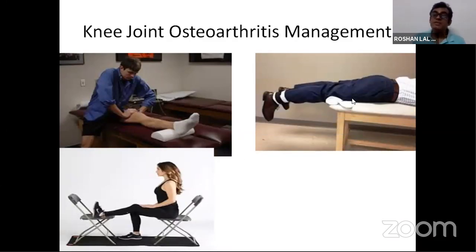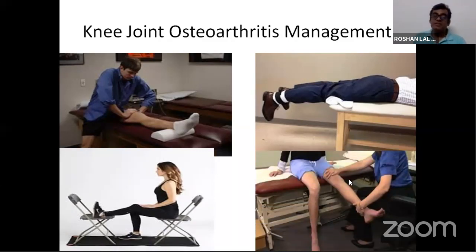This is a very simple technique: just lie on the tummy and relax the hamstring muscles. So this will stress the posterior joint capsule and improve the extension lag.